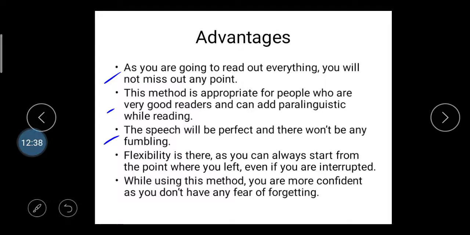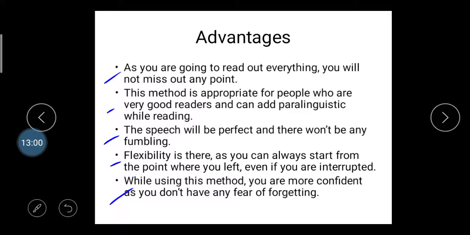Then after that, flexibility is there, as you can always start from the point where you left off even if you are interrupted. If any audience member asks you a question, you cannot forget your point; you can start the new point wherever you left your last point. So it's an advantage of this manuscript method.